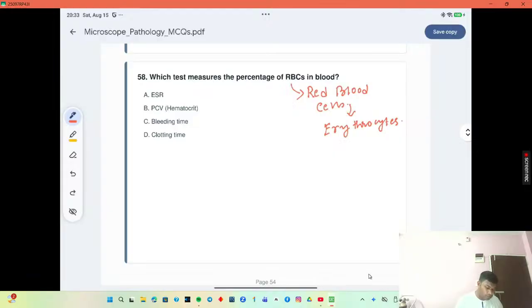So by performing the PCV test, that is packed cell volume, or hematocrit test, we can find out the percentage of red blood cells. Okay, so by performing which test can we measure the percentage of red blood cells in the blood? If anyone asks you, you just tell them that by performing the packed cell volume test, that is the hematocrit test, we can measure the percentage of red blood cells in the blood.